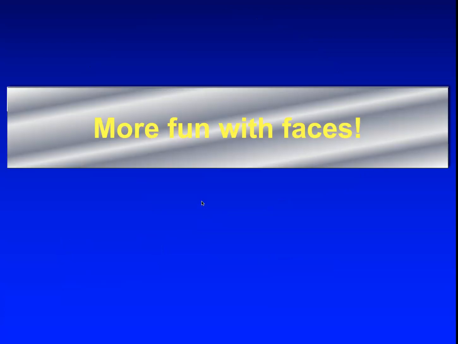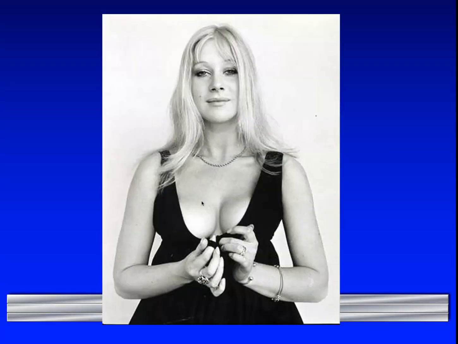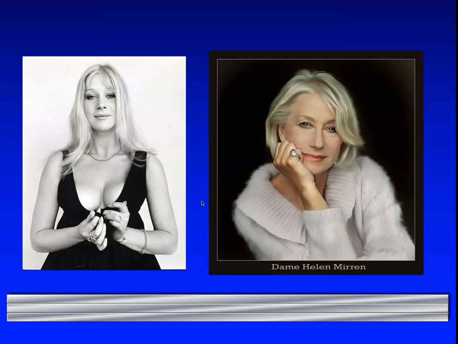So just a little more fun with faces. Here are some faces of people who are younger. Can you recognize who they are? All right. Helen Mirren, who's still a babe. What is she, 80 years old? And she looks freaking amazing.